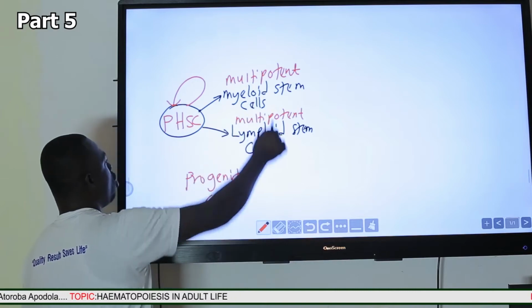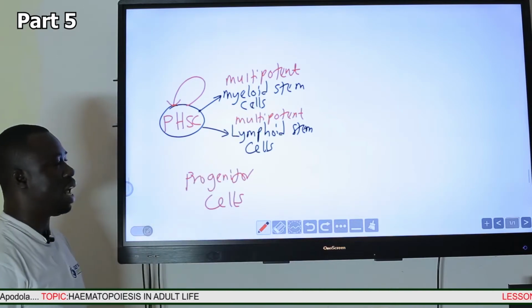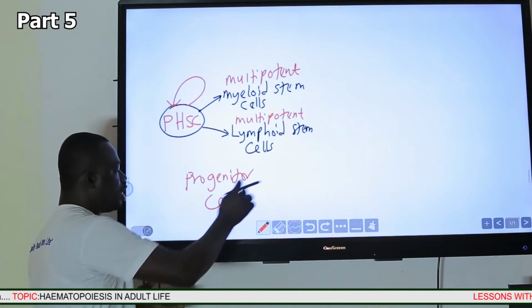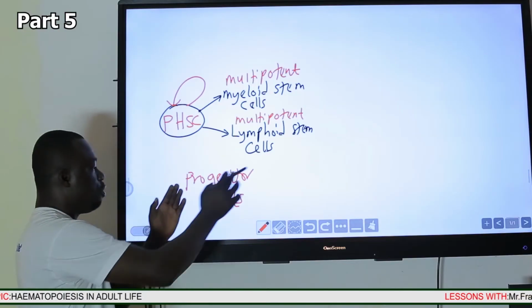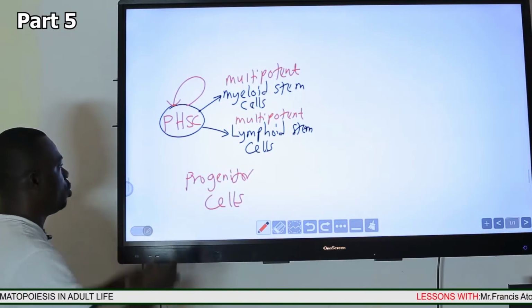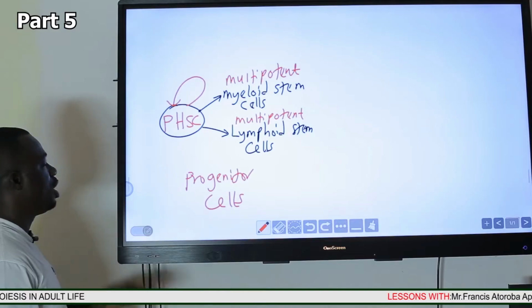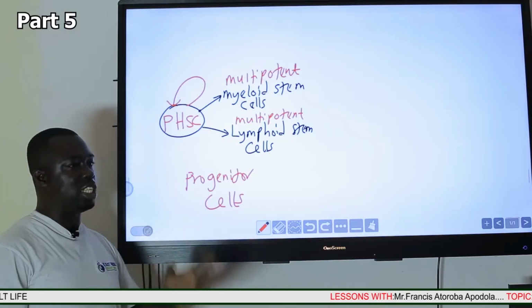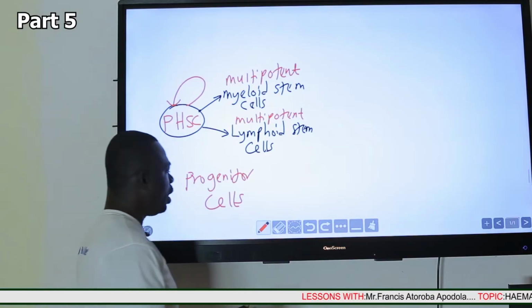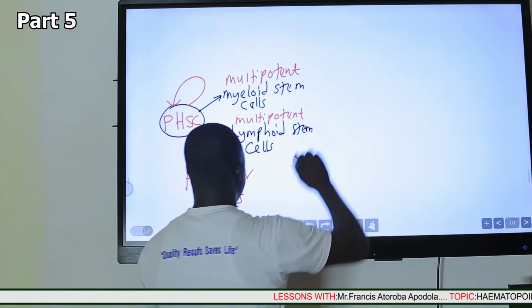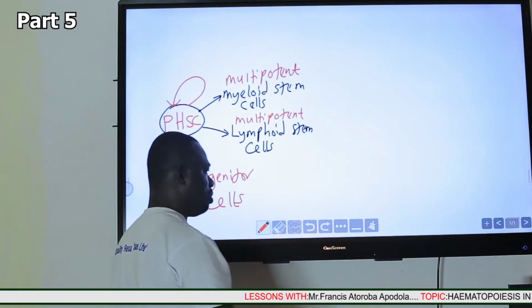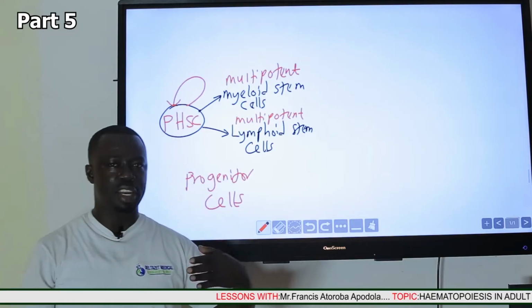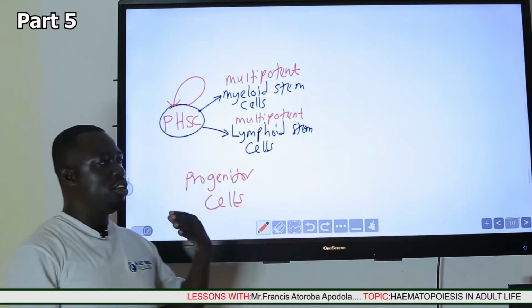So we can call the myeloid stem cell a myeloid progenitor cell, and likewise lymphoid progenitor cells. The early descendants of the pluripotent hematopoietic stem cells are called progenitor cells. Now, these myeloid stem cells and lymphoid stem cells will undergo further differentiation.